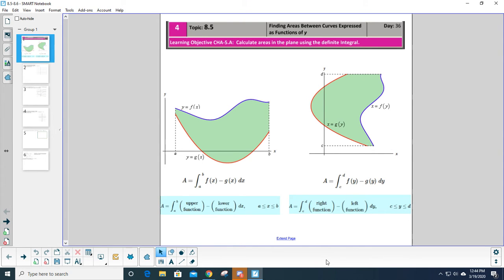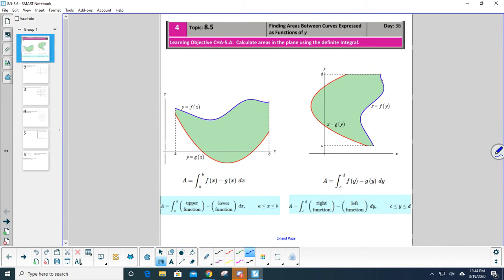We're going to start talking about 8.5 and 8.6 today. Yesterday was 8.4, these guys right here, when you clearly had a top and a bottom, an upper function and a lower function. So what we're looking at here is your left-hand side, your right-hand side, your upper, and your lower. This is all 8.4.